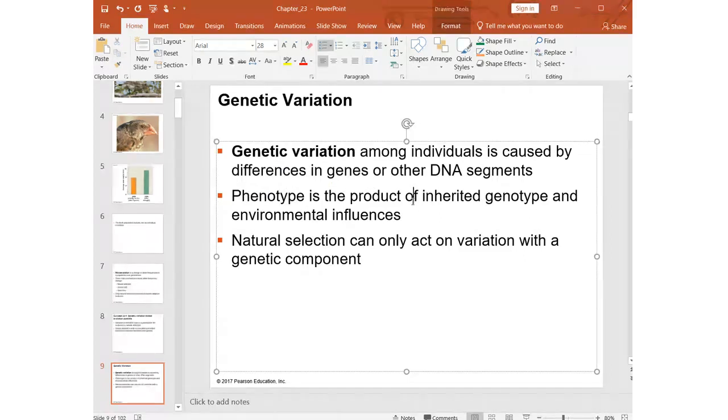For example, going back to Mendel's peas, if the genotype is two alleles for yellow seeds, then the phenotype would be yellow seeds. Or if the genotype indicated that the blossoms would be purple rather than white, then the phenotype would be a purple blossom. Okay, so natural selection can only act on variation that has a genetic component.